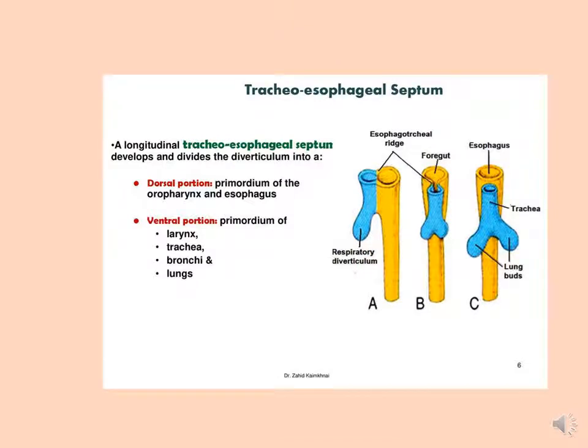So in this diagram we can see a longitudinal tracheoesophageal septum, how it develops and divides the respiratory diverticulum into a dorsal portion, which is indicated by yellow color in these diagrams. This dorsal portion will give rise to the esophagus in future and oropharynx, and the ventral portion will give rise to larynx, trachea, bronchi and lungs, and it is indicated by blue color. Here we can see that the respiratory diverticulum ends into two buds, which are the lung buds.